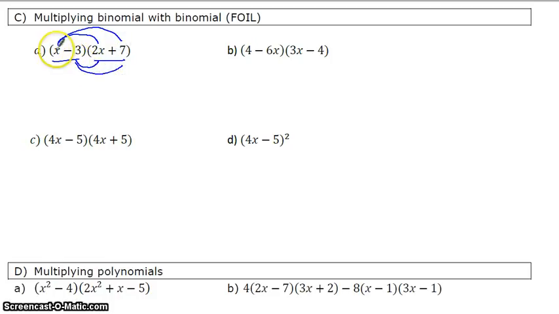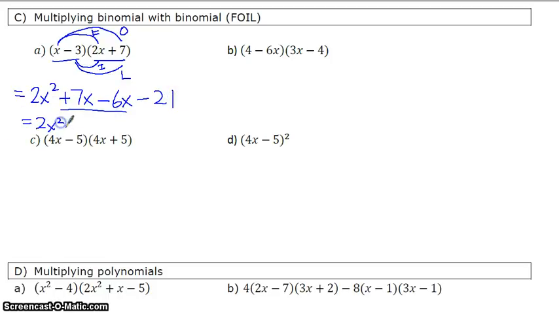So you multiply the first with the first, we call it F. You multiply the outer two numbers, O. You multiply the inner, I. You multiply the two last, L. FOIL. Okay, let's do that in that order. x times 2x, 2x squared. x times 7, 7x. Negative 3 times 2x. Don't ignore the negative. Negative 3 times 7. Now the middle terms can be combined. Here is my final answer.